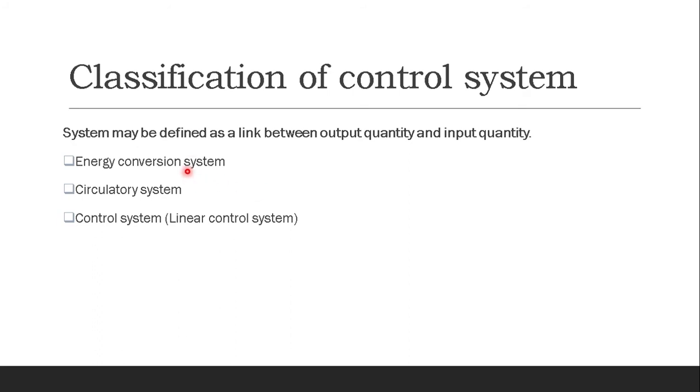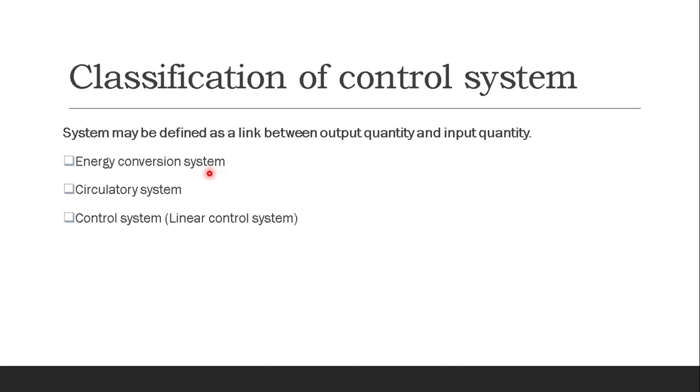So what is an energy conversion system? It is self-explanatory: a system that is used to convert one form of energy to another form is called an energy conversion system. What are examples of energy conversion systems? An electrical generator converts mechanical energy to electrical energy. That is one example. Another example is the electrical motor. What does it do? It converts electrical energy into mechanical energy.